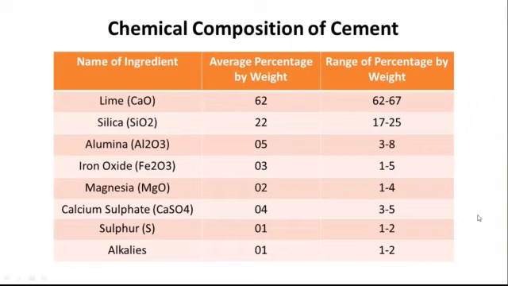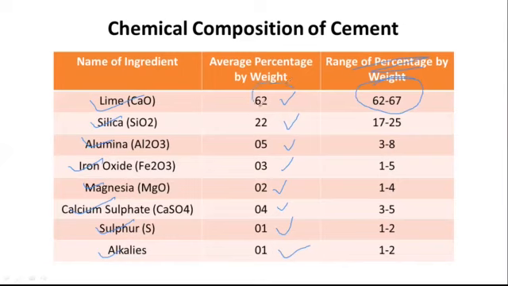Here, the chemical composition of cement is given. This is the name of the ingredient, the average percentage by weight, and the range of percentage by weight. The ingredients used in cement are lime, silica, alumina, iron oxide, magnesia, calcium sulfate, sulfur, and alkalis. The average percentages by weight are 62%, 22%, 5%, 3%, 2%, 4%, 1%, and 1%.